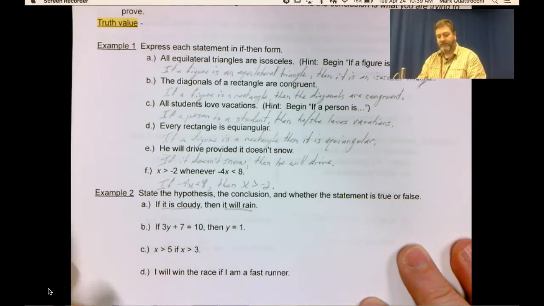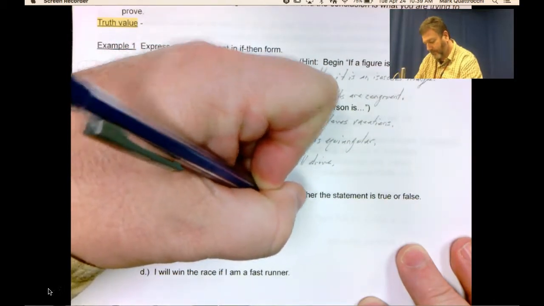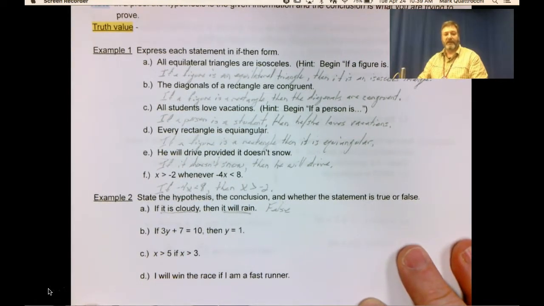Is this true or false? Well, it's a false statement. How do I prove it's a false statement? We do what's called a counterexample. We find a day where it's not raining, but is cloudy. A counterexample is true for the hypothesis, but false for the conclusion. So you find a cloudy day that is not raining. That's true for the hypothesis, false for the conclusion.